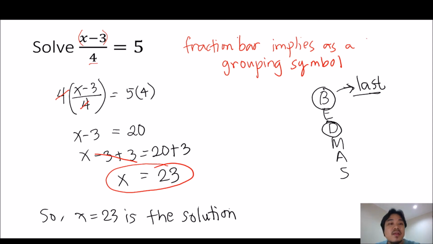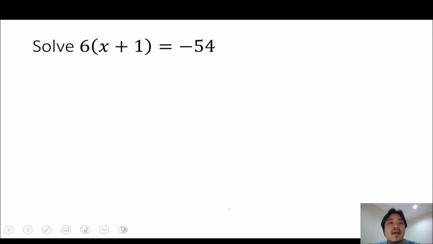Okay, let's proceed to our next example. For our third example, we have 6 times x plus 1 equals to negative 54. Please take note that parenthesis is a grouping symbol. So we're going to undo x plus 1 as our last priority. The parenthesis is also an implied multiplication symbol.